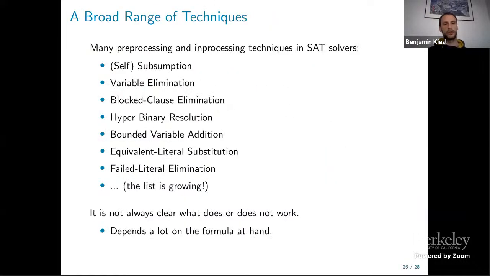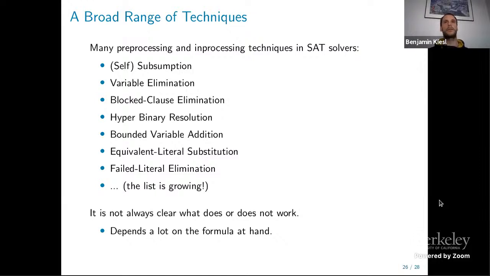As a conclusion, there are many techniques, and here I just considered a few of them. But there are really many, like we saw subsumption, variable elimination, blocked clause elimination. Unfortunately, we didn't see hyperbinary resolution, but there are also others like bounded variable addition, equivalent literal substitution, what have you. And the list is growing. There will come more and more preprocessing techniques. As I mentioned in the beginning, unfortunately, it's not always clear what does or does not work in practice. That really depends a lot on the formula at hand.